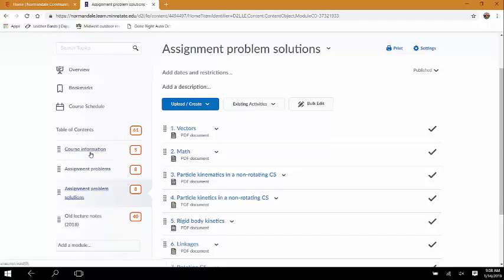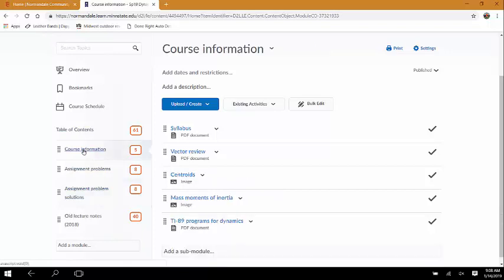And then the last thing in the table of contents is the course information. That's where the syllabus is. That's the main thing we're doing today, in addition to some other things that'll be important later. So, okay, here's the syllabus.